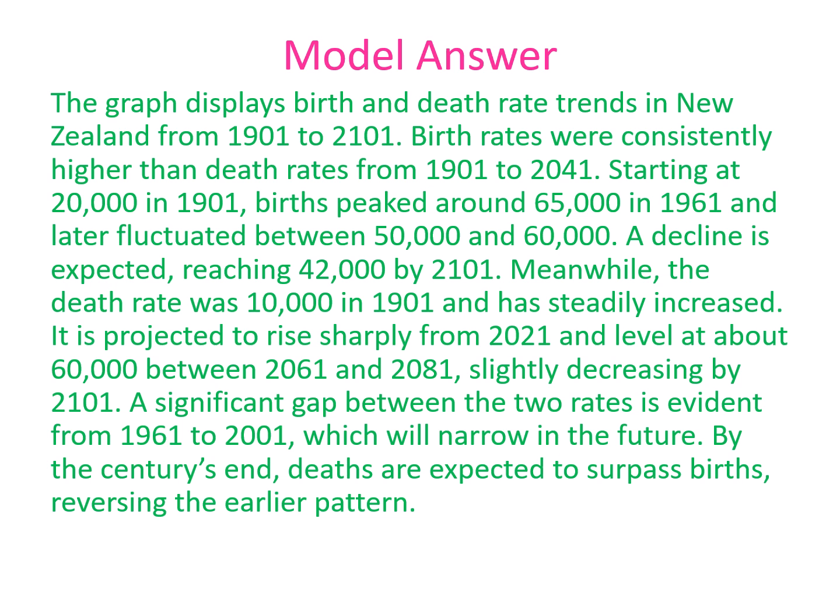It is projected to rise sharply from 2021 and level at about 60,000 between 2061 and 2081, slightly decreasing by 2101. A significant gap between the two rates is evident from 1961 to 2001, which will narrow in the future. By the century's end, deaths are expected to surpass births, reversing the earlier pattern.